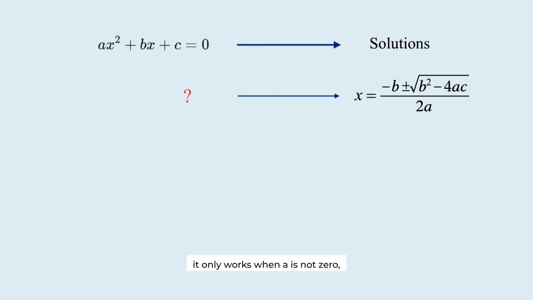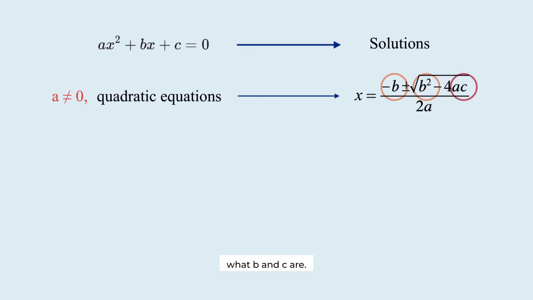It only works when a is not 0, meaning we truly have a quadratic equation. In that case, it doesn't matter what b and c are. The formula works, and we don't need to worry. What if a is 0?